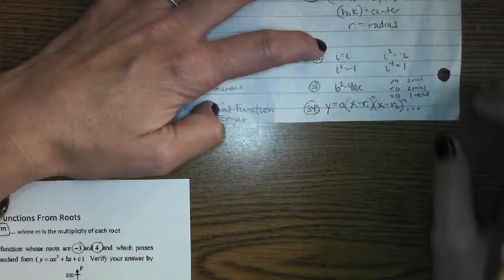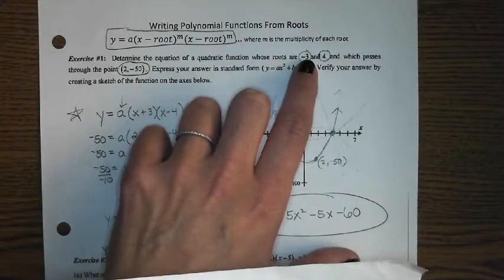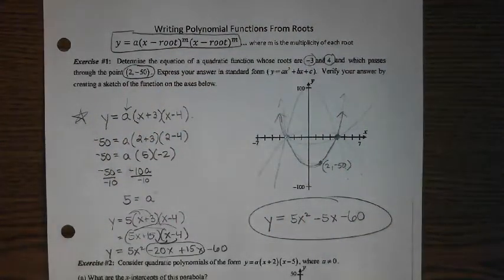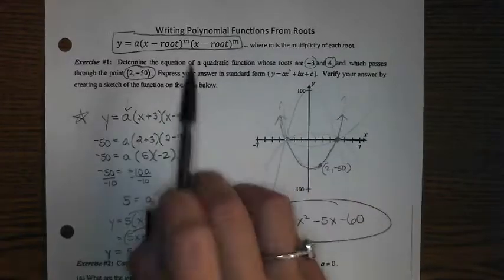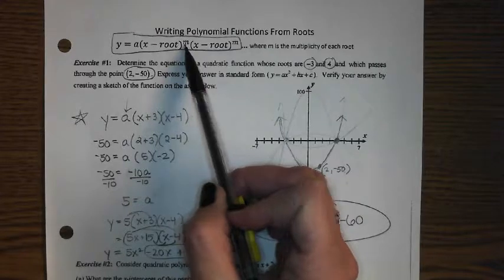Okay? If they don't say otherwise, like they didn't in this one, we're going to assume that the multiplicity is just 1. But if they say double root, that's a multiplicity of 2, so you'd use an exponent of 2. If they say triple root, you'd use a 3. Any questions?